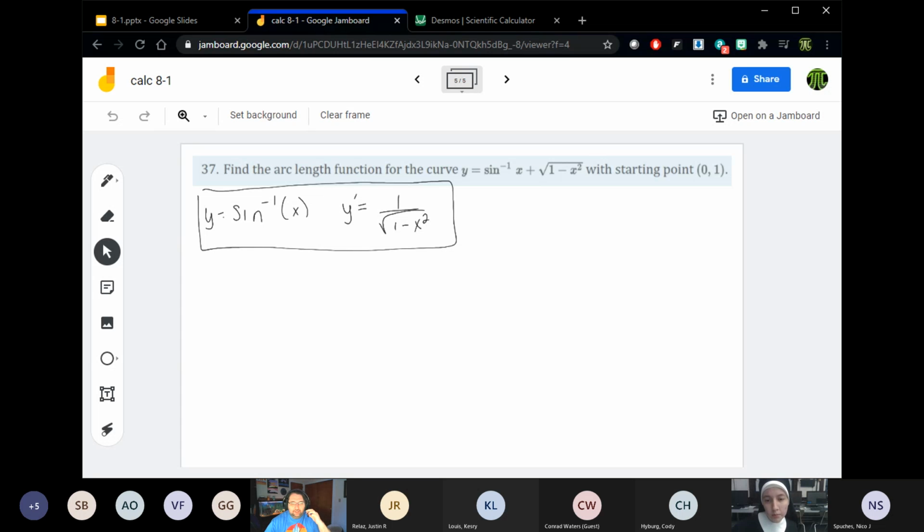Would the square root of 1 minus x squared, would that be secant? No, you're doing the derivative, not the integral. Oh, okay. You would have to do secant if you were doing the trig substitution, but that's when we were doing integration. You have to do chain rule for that one. Oh, okay.